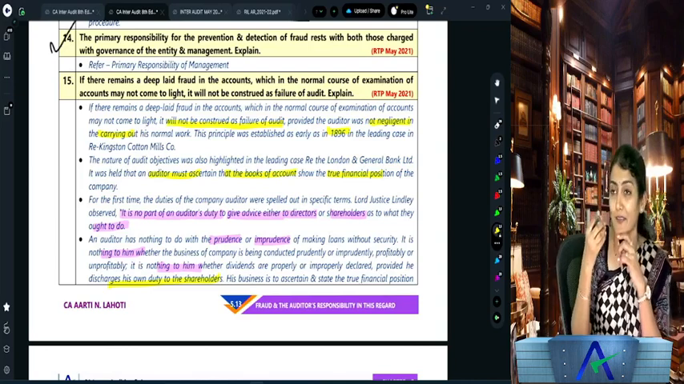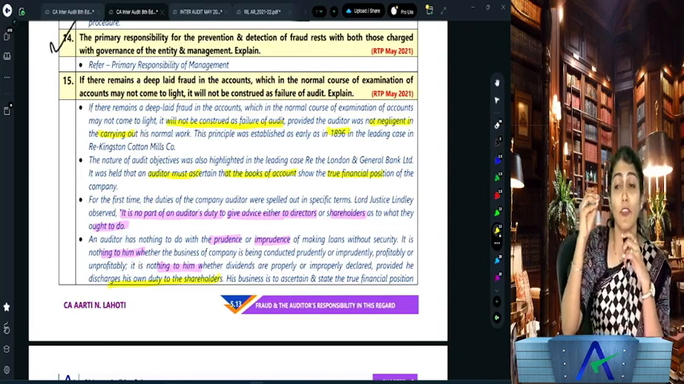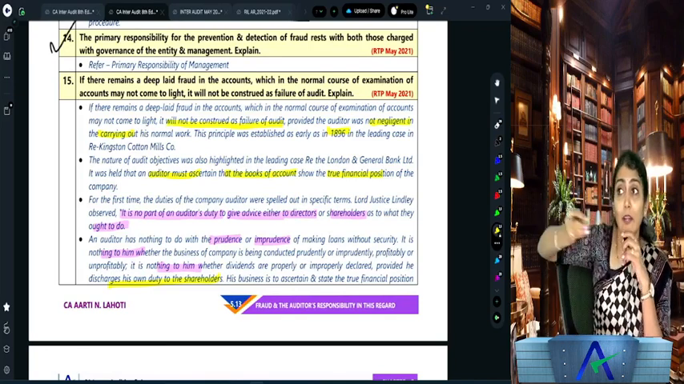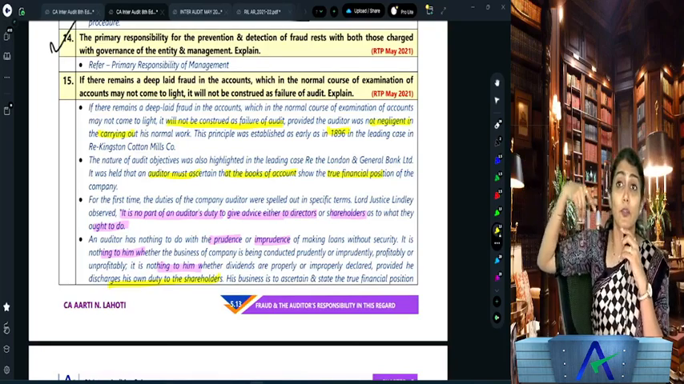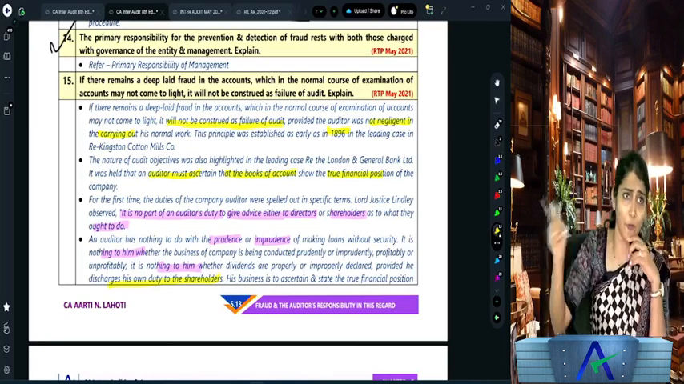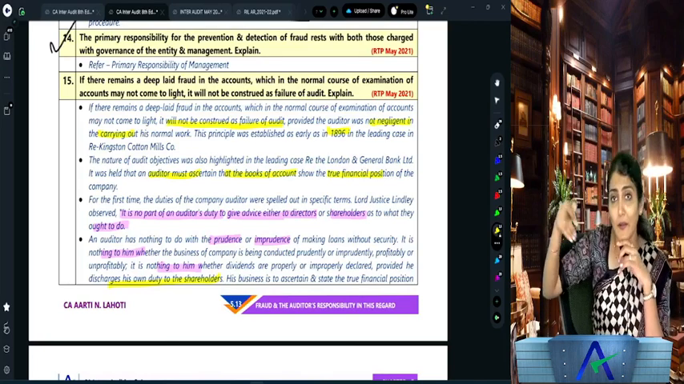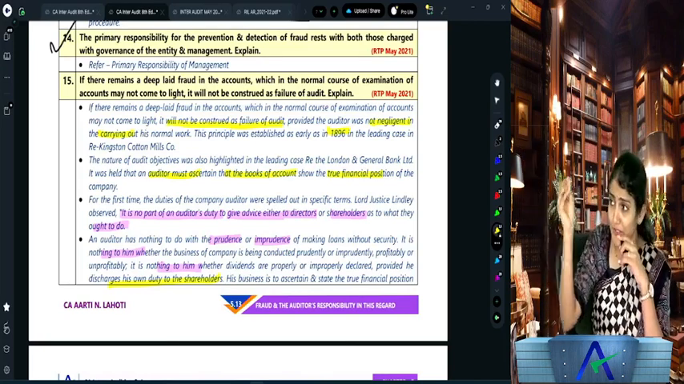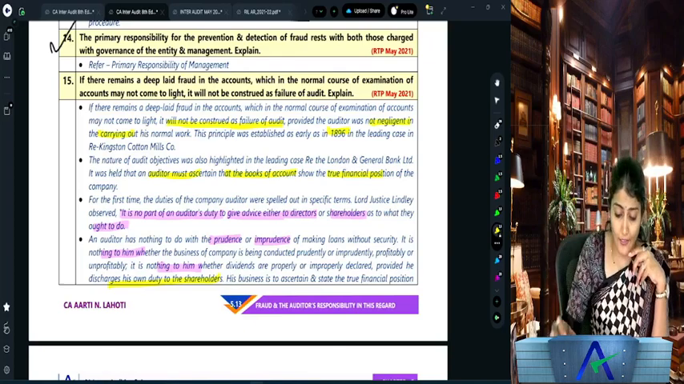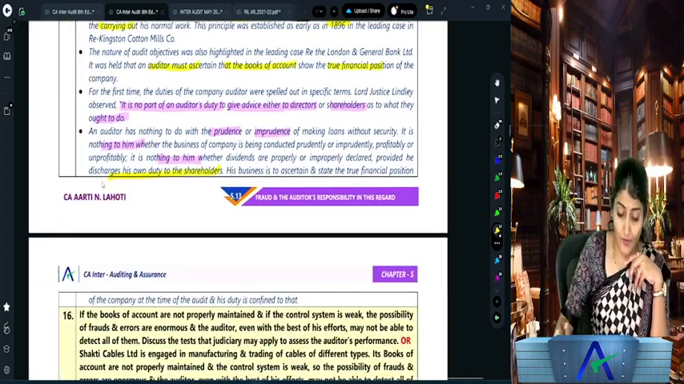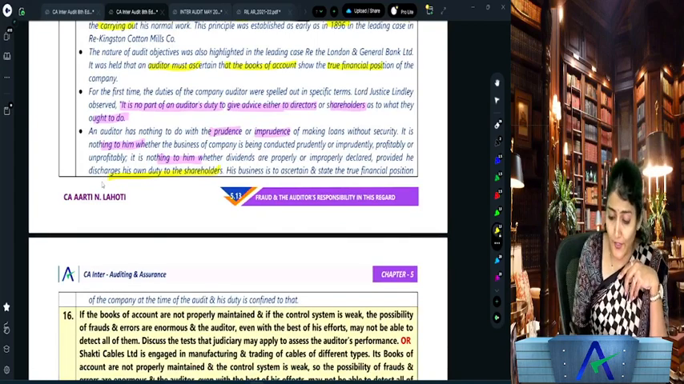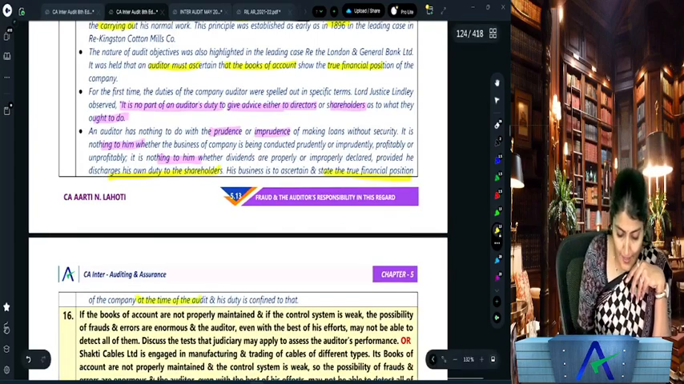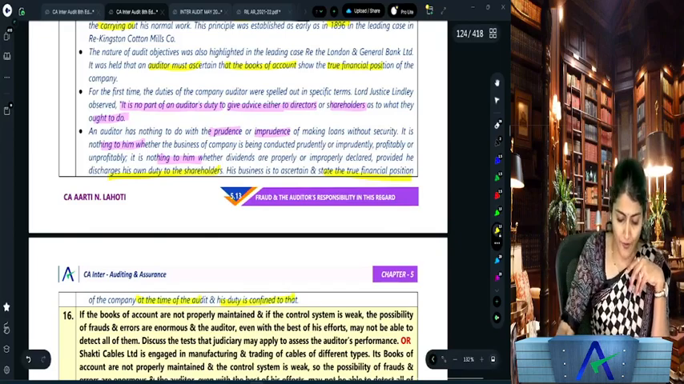It is nothing to him whether dividends are properly or improperly declared, provided he discharges his own duty to the shareholders. Yes, as an auditor, you are not concerned with the propriety of business conduct. You are not concerned with the decision making of the management. What they did with their 200 crore doesn't matter to you. You should not say they should have used the money like this or like that. However they have used the money, you just need to show whether it is correctly reflected in the books of account. His business is to ascertain and state the true financial position of the company at the time of audit, and his duty is confined to that.